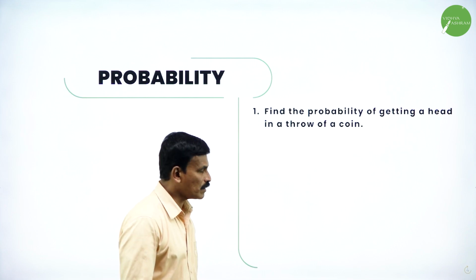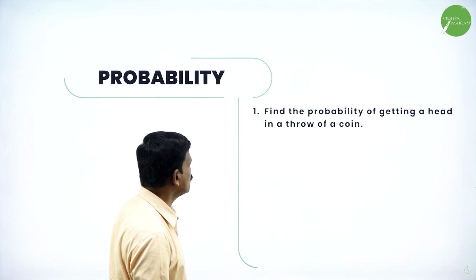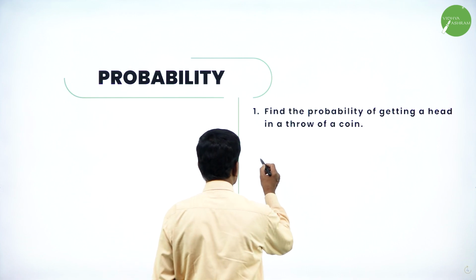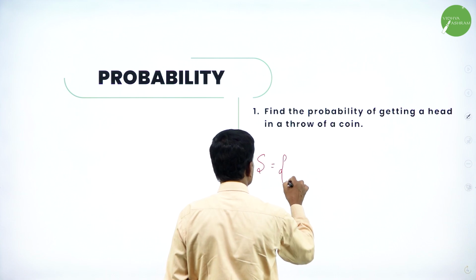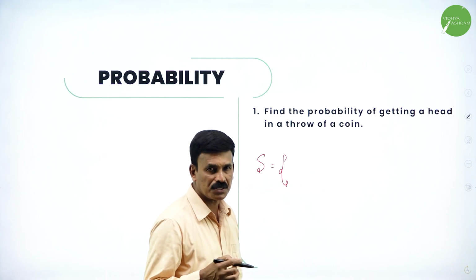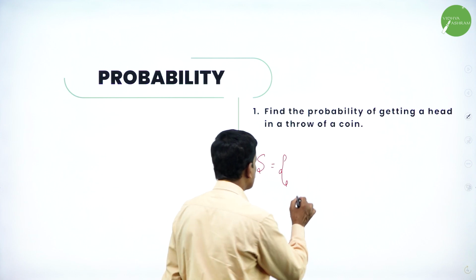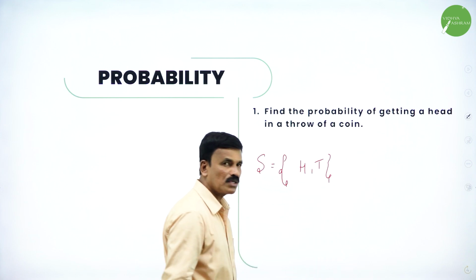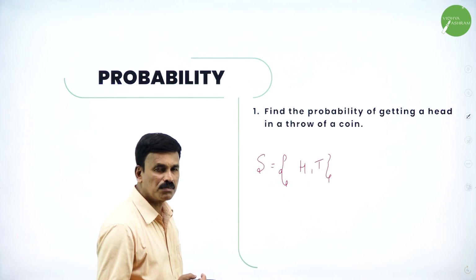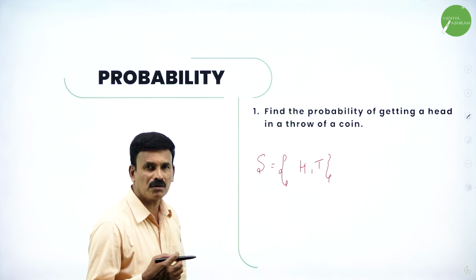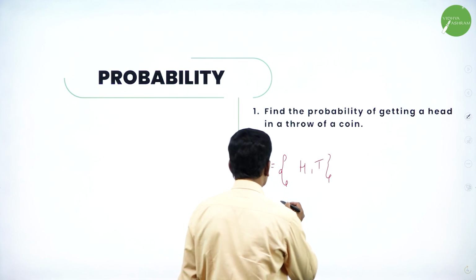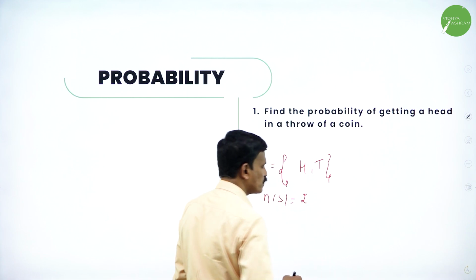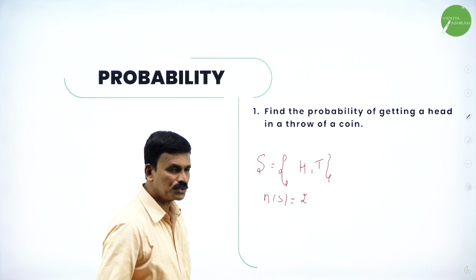Find the probability of getting a head in a throw of a coin. Now what is the sample space here? S is the sample space. Suppose a coin is tossed, what are the possibilities we are going to get? One head or one tail. So what is the sample space here? N, the number of elements in the sample space, is 2. N of S is equal to 2.